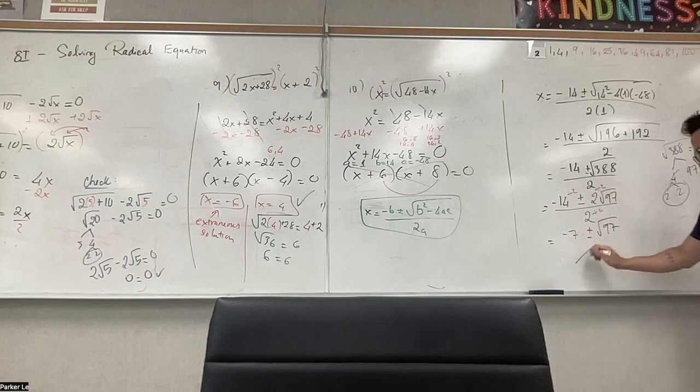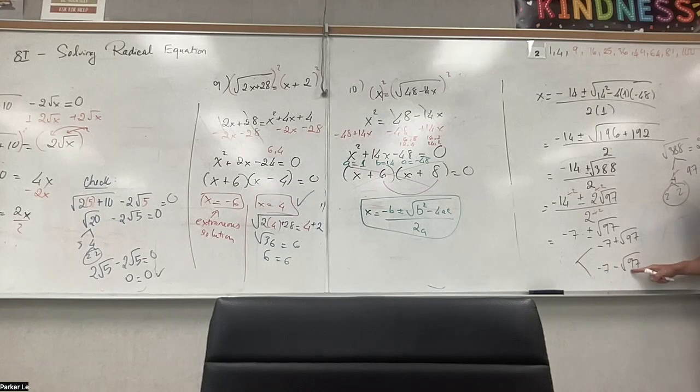So here actually we have 2 solutions, right? Negative 7 plus square root of 97, and negative 7 minus square root of 97. Now look at this. Which one is an extraneous solution? Negative, and you minus another negative number, so this is going to be a negative number, right? Because both of them are negative. Yep.